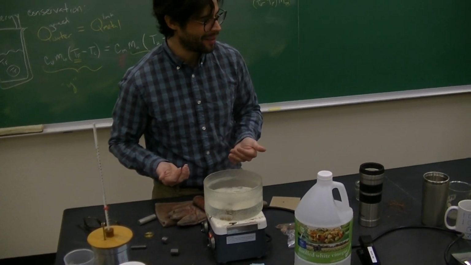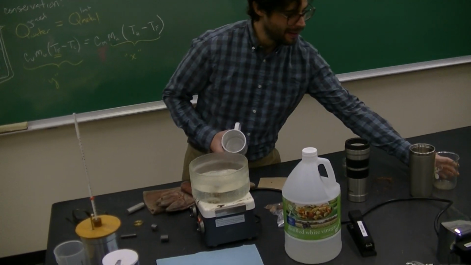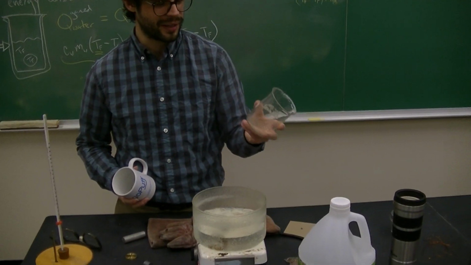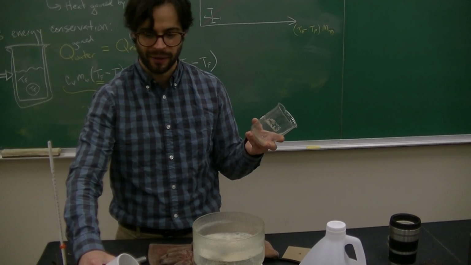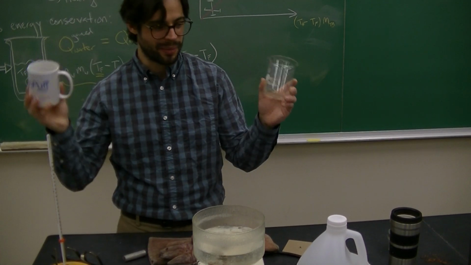Okay, so now calorimeter. Nested cups work, styrofoam cups. Glass does not work. Glass will conduct heat at about 10 times the rate of a calorimeter like this or a vacuum thermos. Ceramic also does not work. These are bad, can't use them.